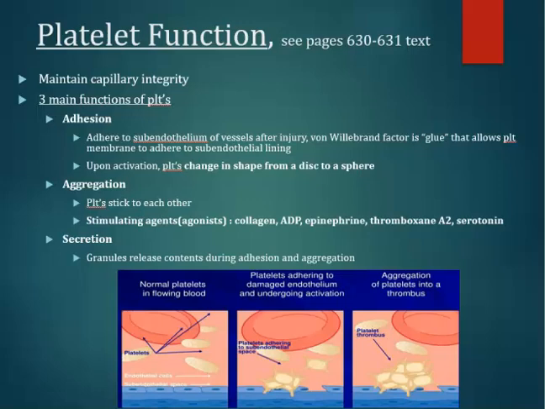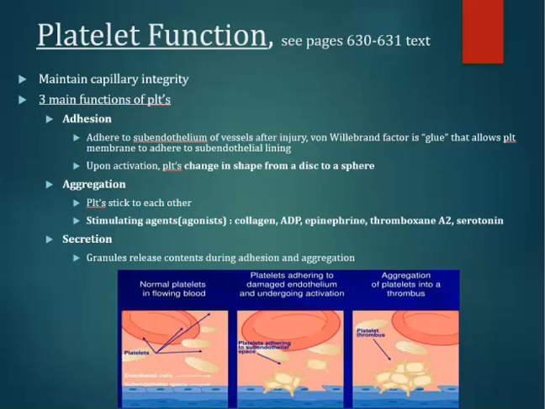Adhesion is where platelets are able to adhere to the subendothelium of the vessels after there's some sort of injury. There's something called von Willebrand factor that acts as glue that allows platelets to stick to the membranes, to adhere to that subendothelial lining, to help begin to stop the blood flow when there's an injury. Upon activation, platelets change shape from a disc to more of a sphere shape.